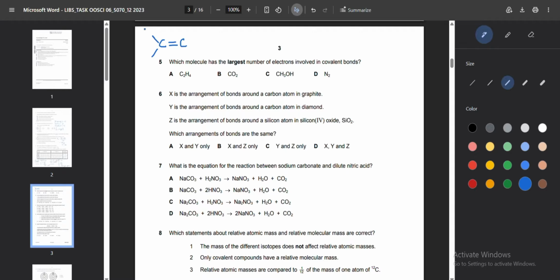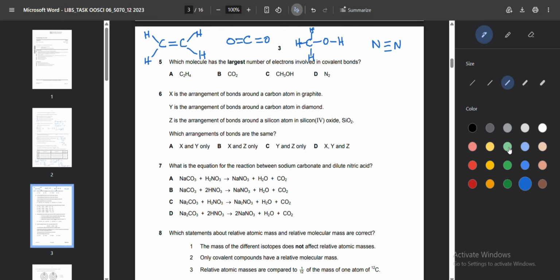C2H4. Each covalent bond represents the sharing of 2 electrons. First of all, we can simply draw the structures. Next is carbon dioxide. This is the structure of carbon dioxide. Next one is CH3OH. There are 3 hydrogens. Then there is oxygen, and then there is a hydrogen, and then nitrogen.